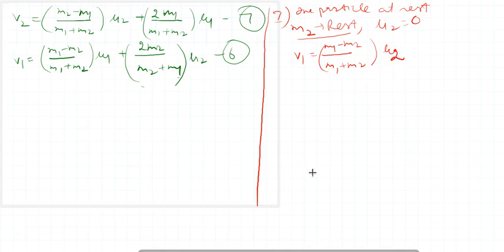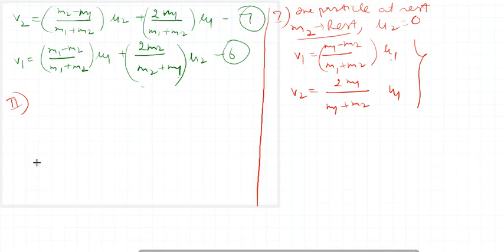U2 will be 0, so that means it is U1, right? And similarly, I can write down the expression for V2, and V2 comes out to be 2M1 over M1 plus M2 into U1. That's what I'm getting, right? So now let us take the second case. This is the first case.